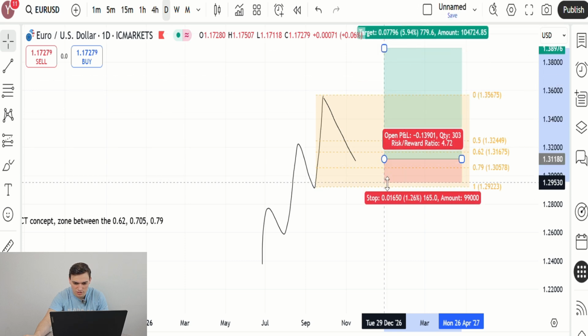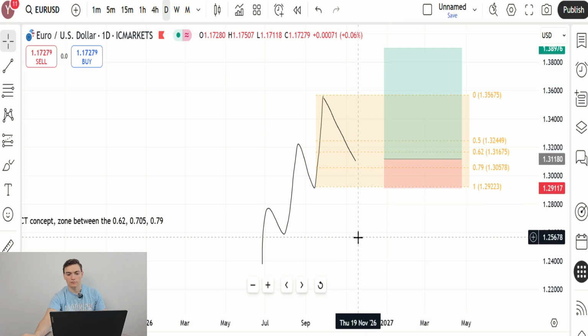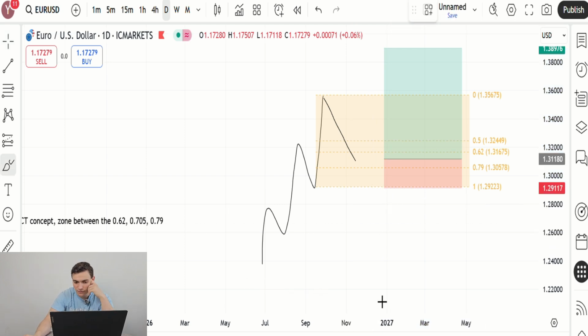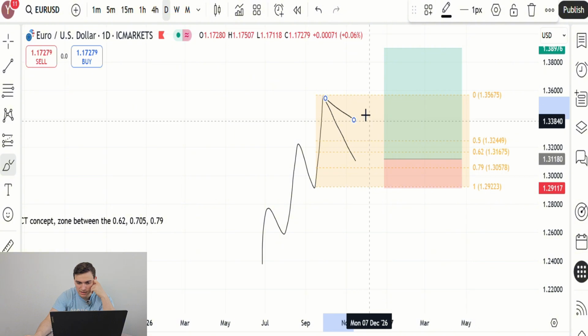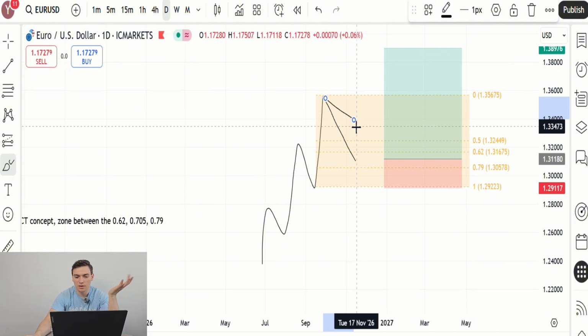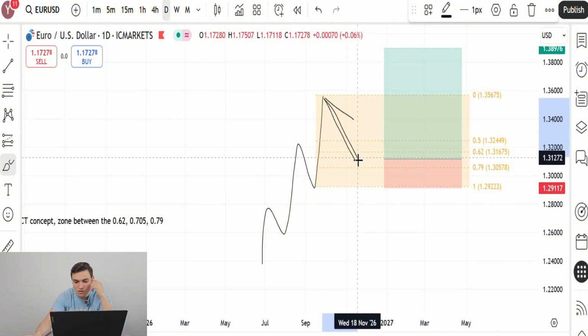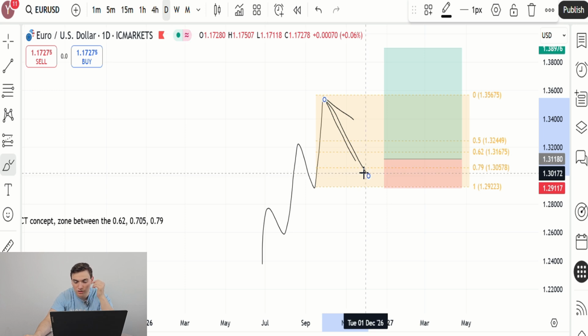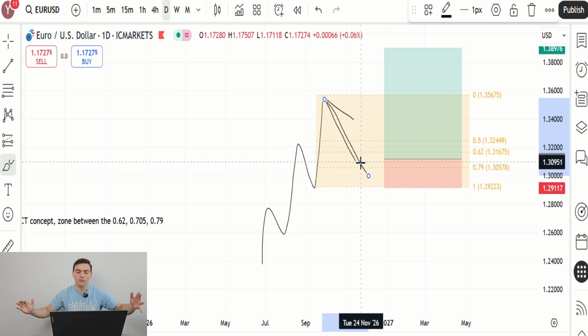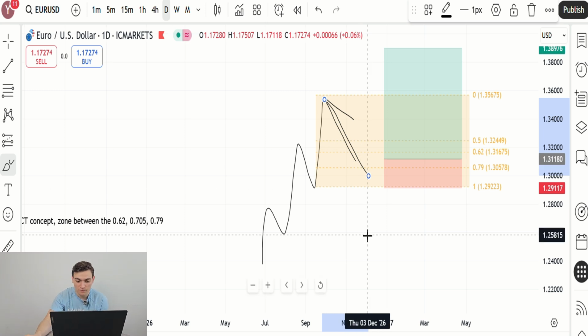Okay, from here you enter, right? You don't want to buy when price is here. Why do you want to buy there? You want to buy as low as possible. So first of all, you get a bigger move and a better risk to reward, right?